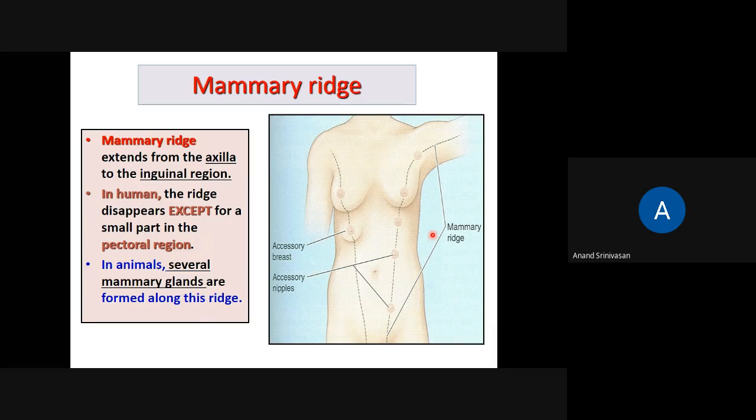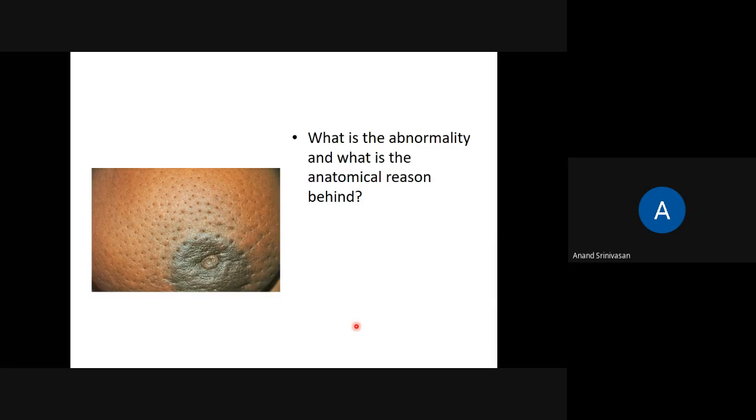You can see some animals having multiple nipples, where several mammary glands are formed, for example dogs. There it can be found along the entire mammary ridge. But in humans, because of the genetic messenger codes, the mammary gland develops only in the pectoral region. The other part of the mammary ridge disappears in humans. So what is this? Is it a normal breast or an abnormal breast?